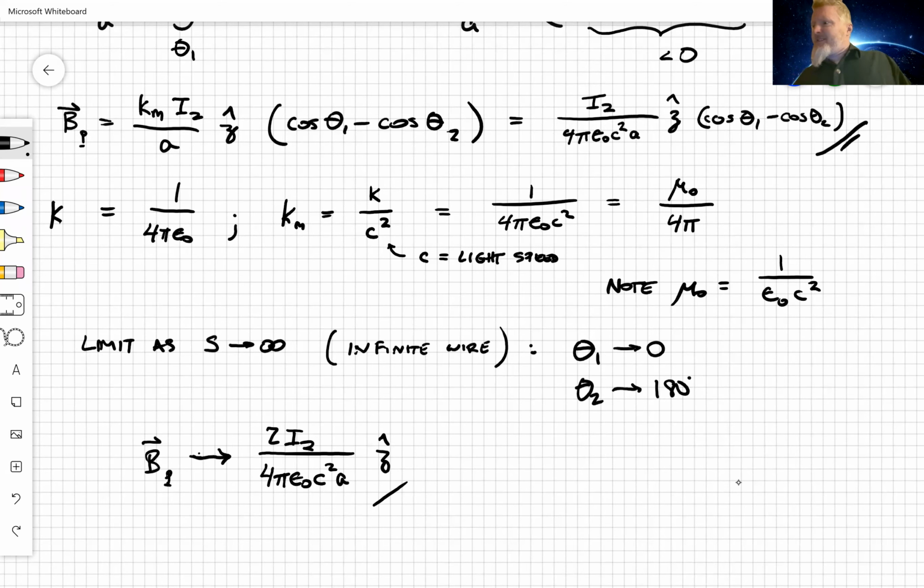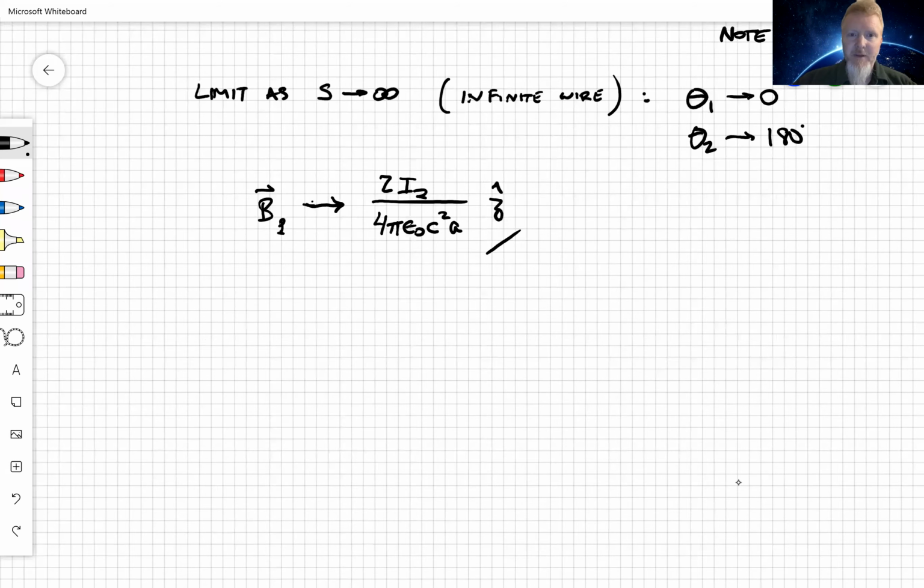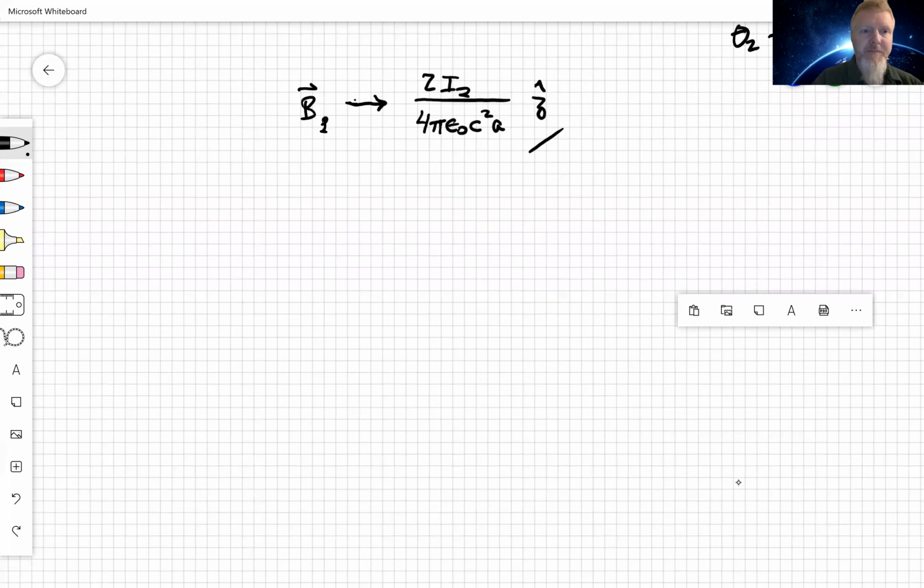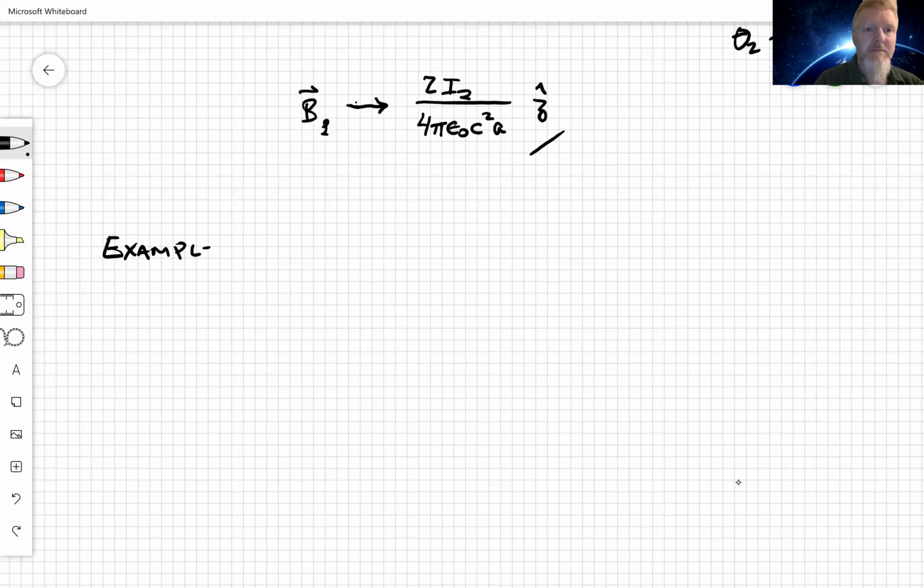Let's do one more here, and then I'm going to take a break, and then we'll do one more example after that in order to really get you cooked up thinking about the cross product here. So let me do one more, which is a little bit easier. Okay, another example here. Single loop.